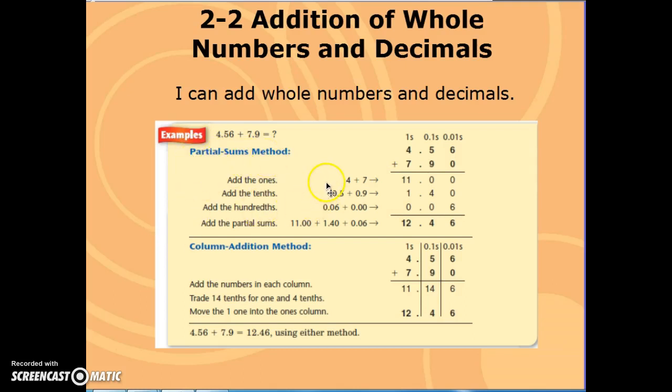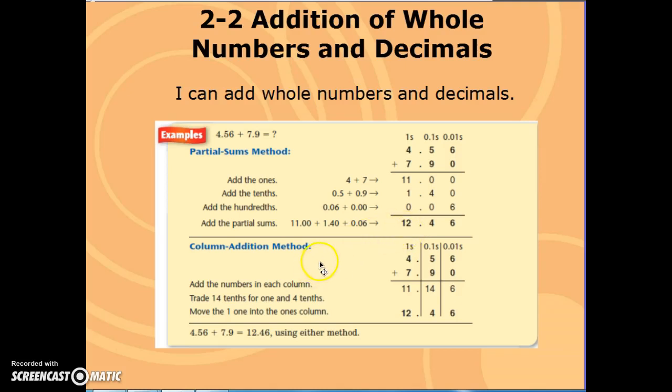And when we add this way, we're starting with the largest place value. So for the numbers we're looking at here, you can see we're starting in the ones. So in this method, I would add my ones, 4 plus 7, and I would get 11. Then I would add my next column, my tenths place, so 5 tenths plus 9 tenths, and I would get 1 and 4 tenths. Then I would go to my hundredths place and do 6 hundredths plus 0 hundredths and get 6 hundredths. And then I would take these columns and add them going down. So I would get 6, 4, and 12. So my answer would be 12 and 46 hundredths.